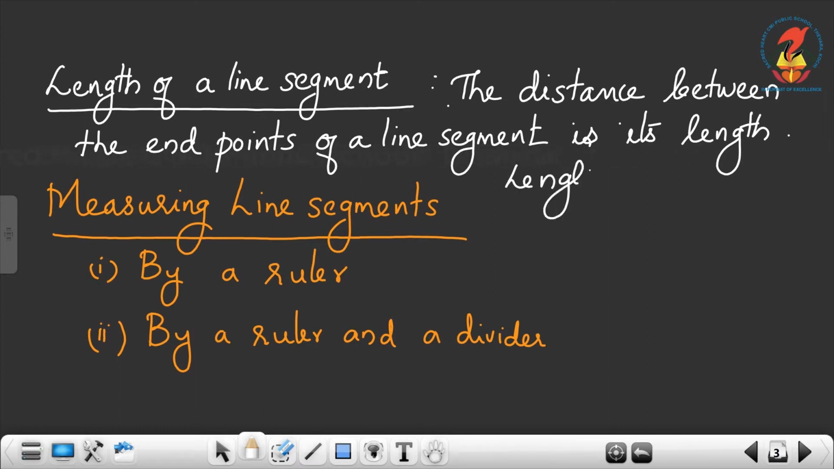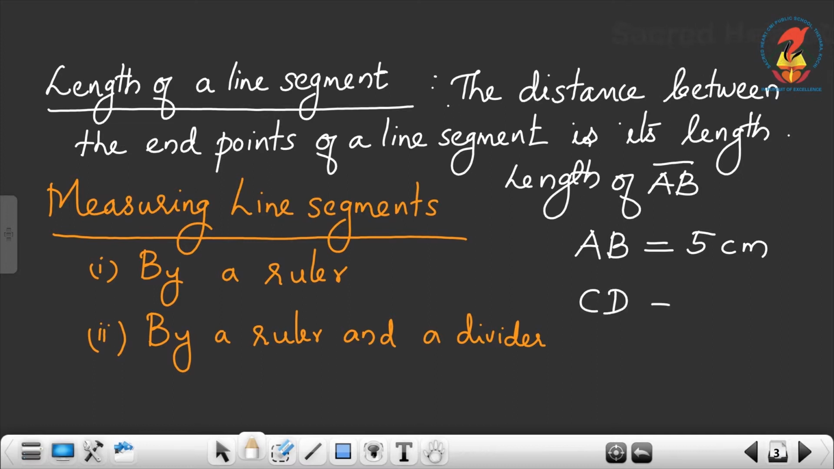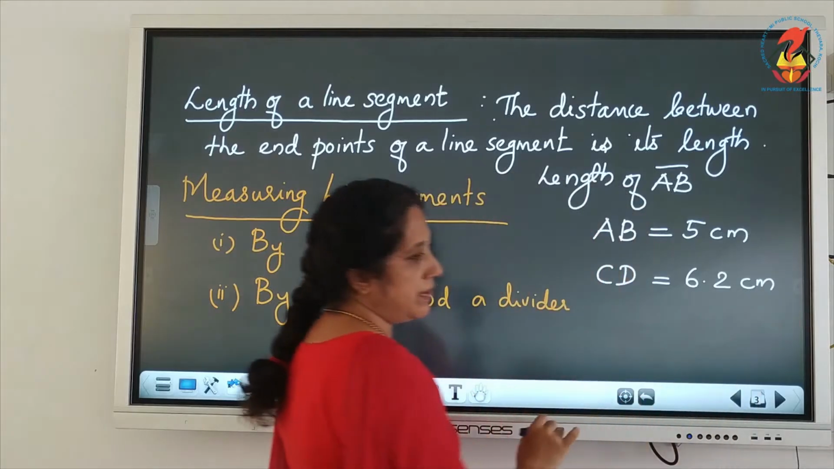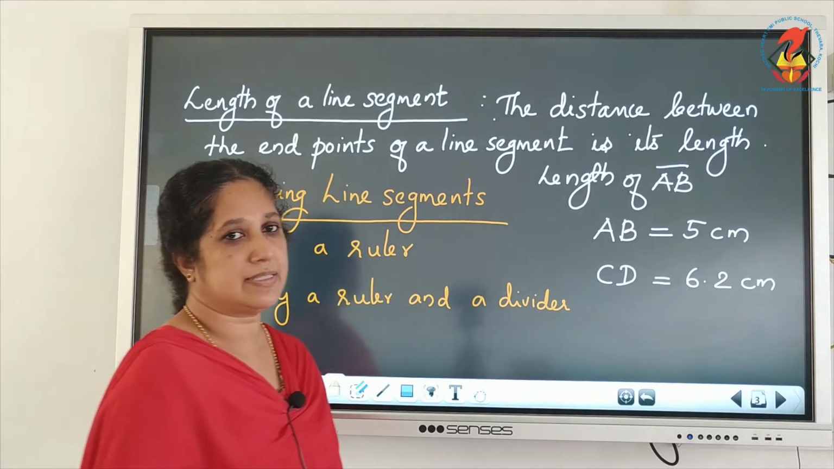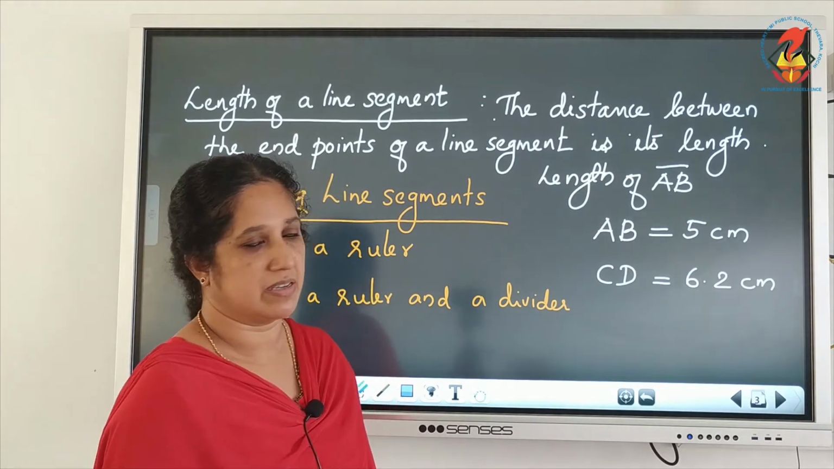The length of line segment AB we can write as AB. For example, AB is equal to 5 centimeters. If you take another line segment CD, we can write its length as 6.2 centimeters. So the length of a line segment is measured in centimeters or centimeters and millimeters.